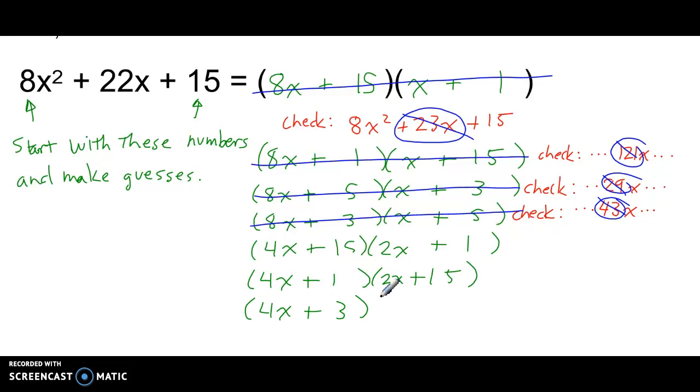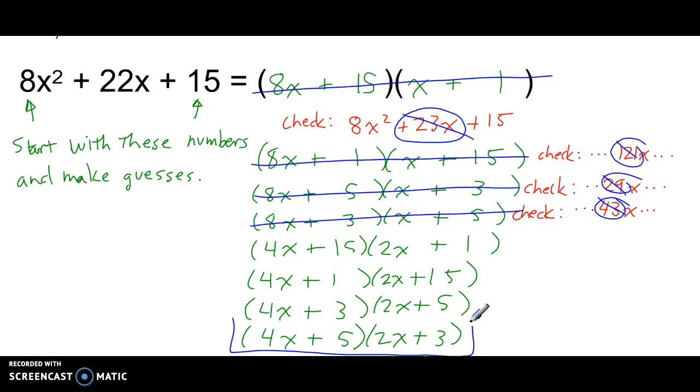Then you start checking 3 and 5. And eventually, you find one that works. This one right here. I haven't written out the check for each one of these, but if you FOIL them out yourself, you'll see that they don't work, but this one does.